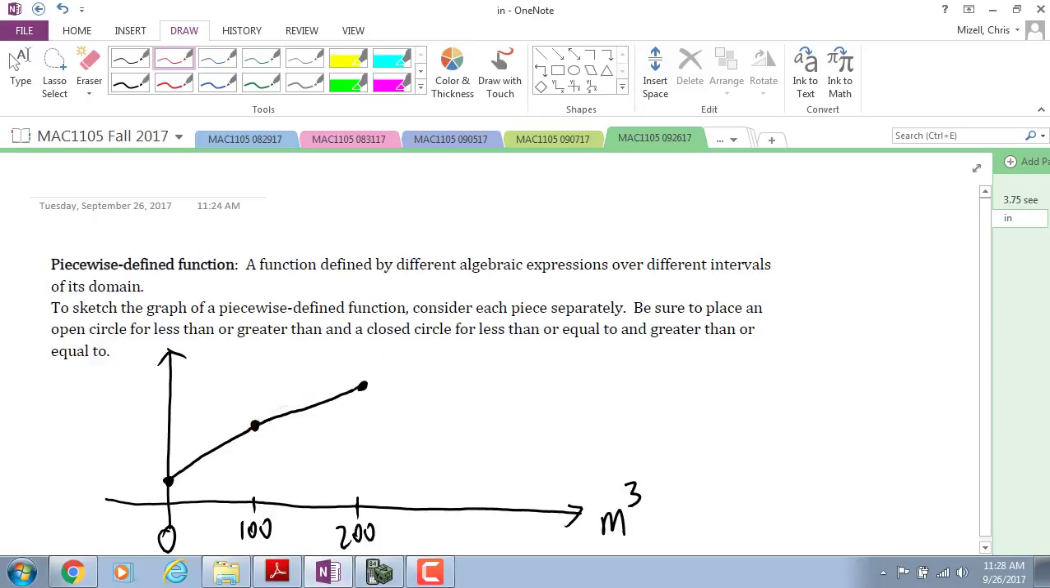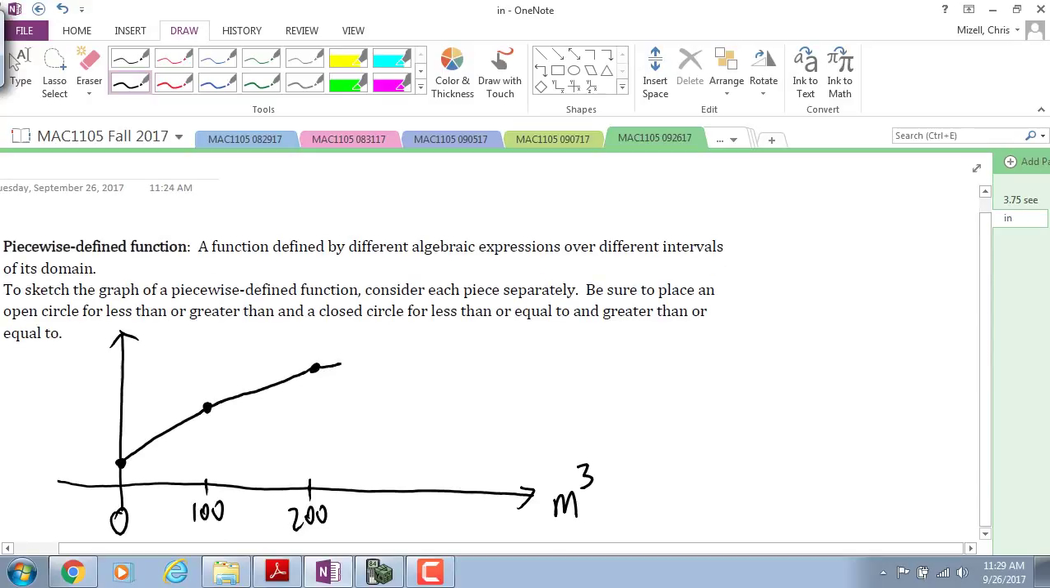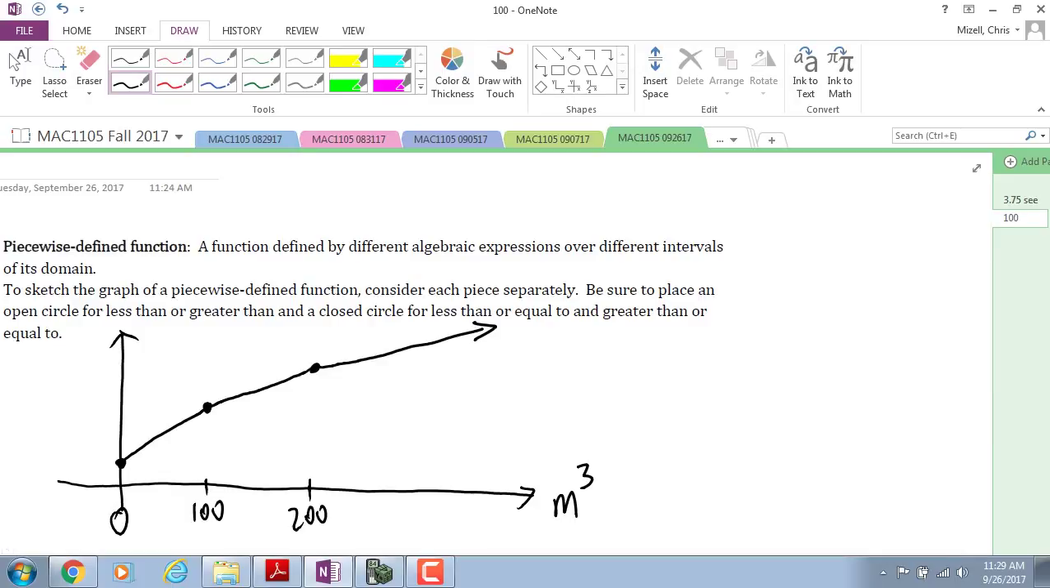Finally, the heavy-duty customers that use more than 200 cubic meters in a given month have to pay for the first 200 cubic meters just like all the other customers do. But beyond that, they get billed in such a way that each additional cubic meter that they use is less expensive than the cubic meters from 0 to 100 and the cubic meters from 100 to 200.